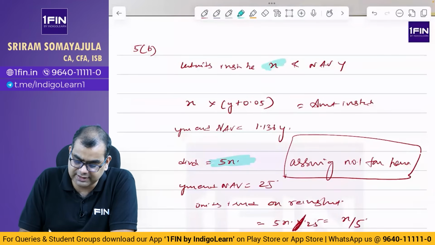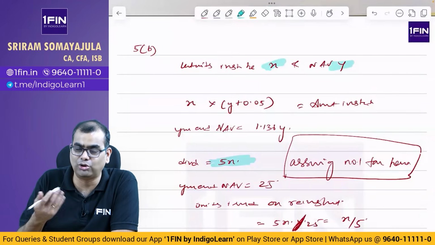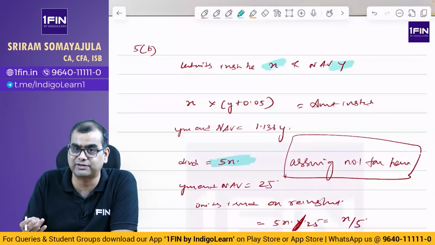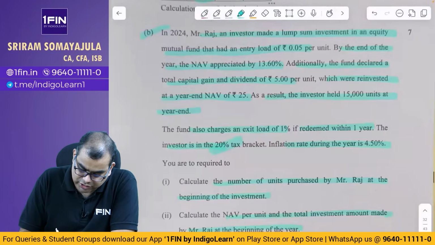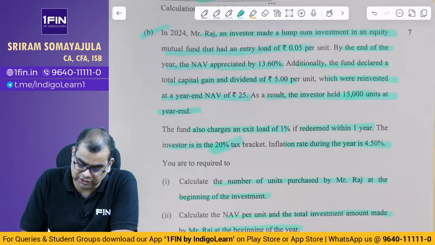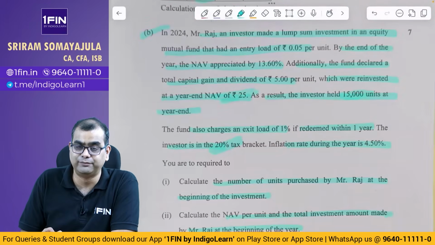Let units be X, NAV be Y. That is how I proceed. We don't know how much he invested, at what rate he invested. We know the closing units is 15,000. They said very clearly, closing unit is 15,000. Year-end NAV is 25. Okay.